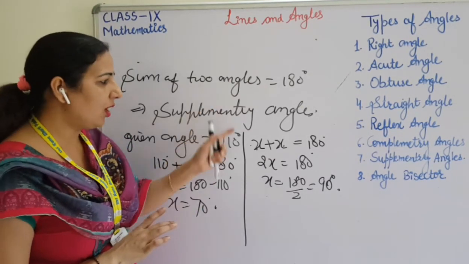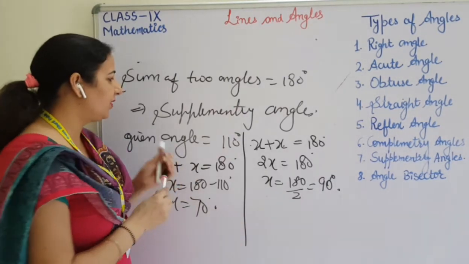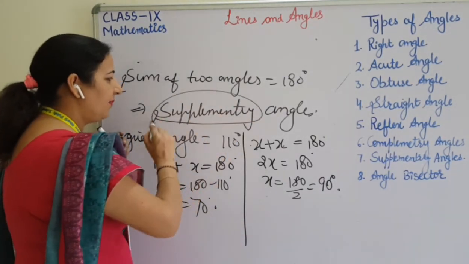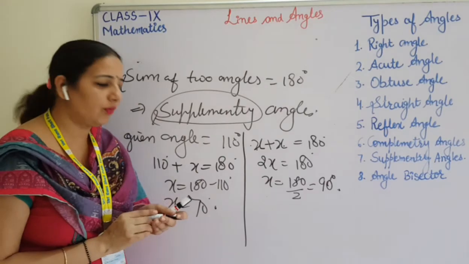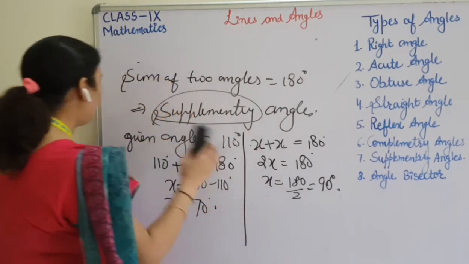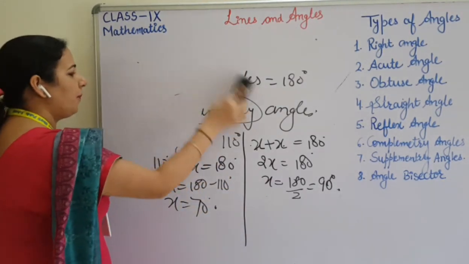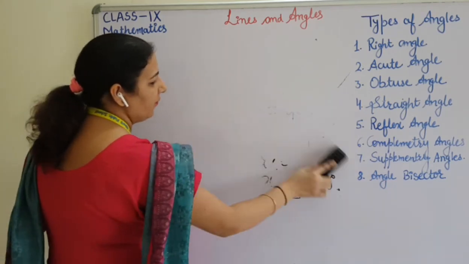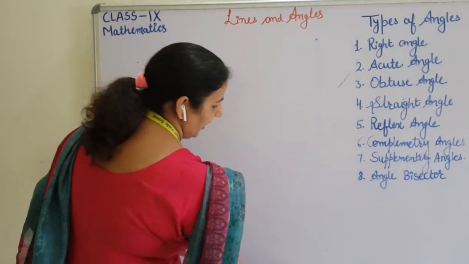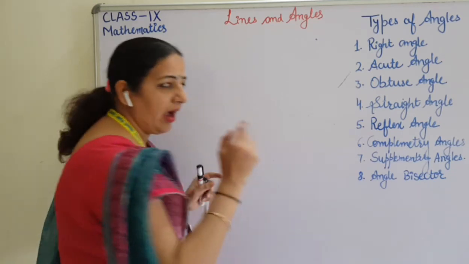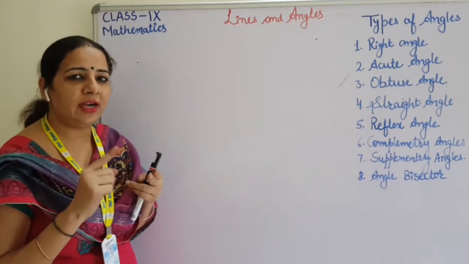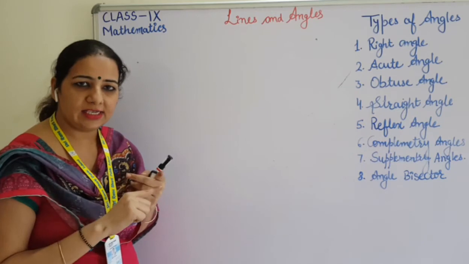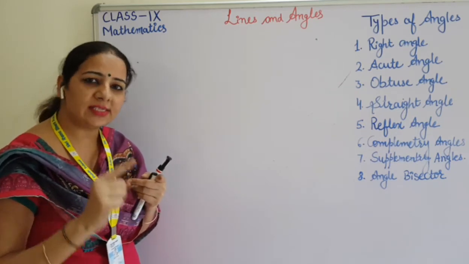So this is all about the supplementary angles. If they give this word, it means you can take the sum of two angles is equal to 180 degree. If complementary is given, then the sum of two angles will be 90 degree. 45 is the angle which is equal to its complement. 90 degree is the angle which is equal to its supplement.